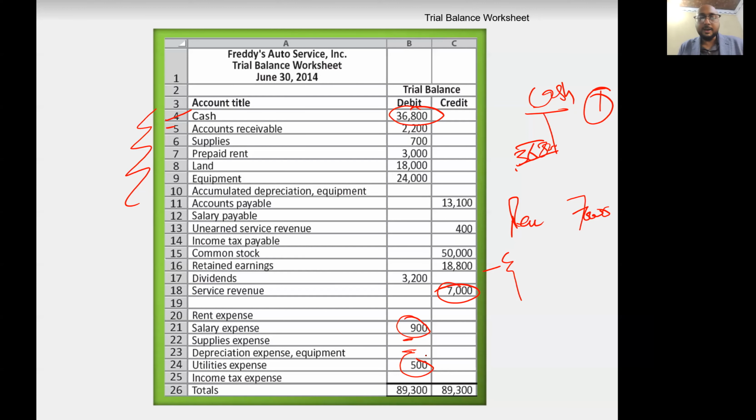Expense 900 plus 500, how much? 1400. So what is the profit here? Simple, 5600. That's it. That's how you make an income statement, right? All the balances are here. Rather than going to individual T accounts and finding out the balance, you list all the balances here.